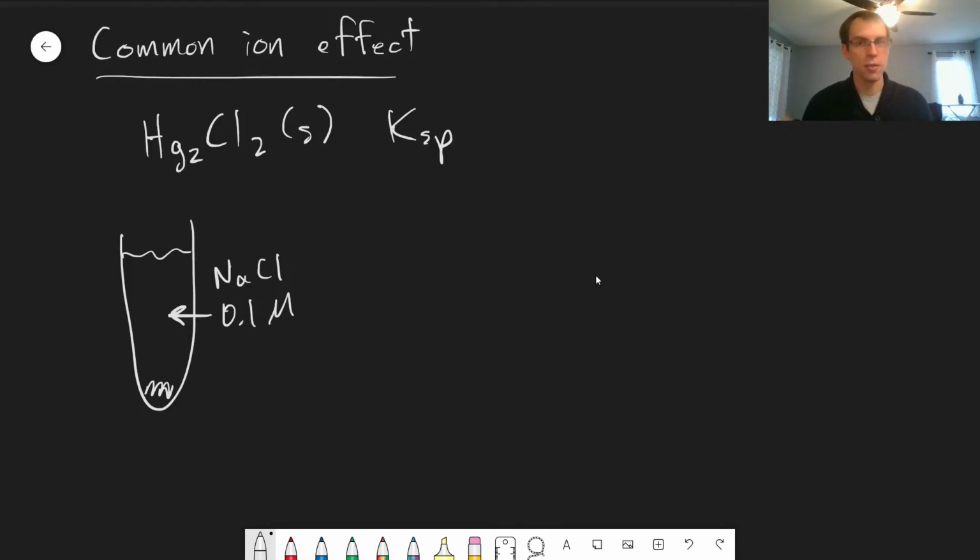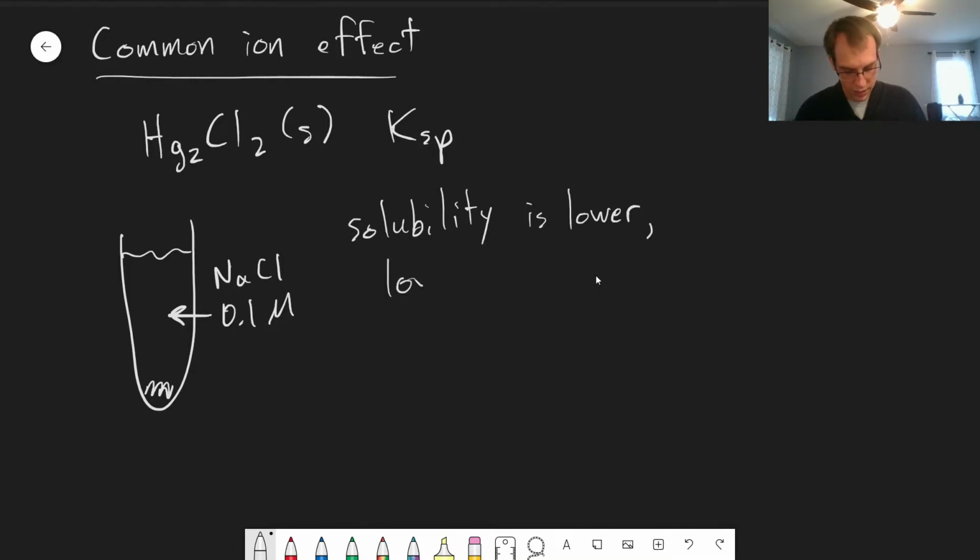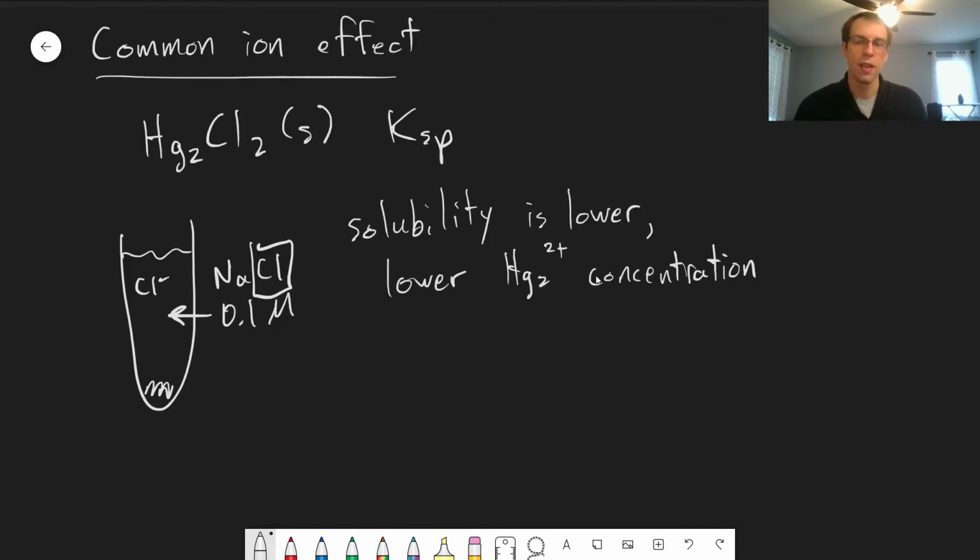Okay, hopefully you paused the video and took a chance to think about that. The answer to this question is that the solubility will be lower. So we'll have a lower concentration of mercury in this case. Now, why is that? The answer has to do with the fact that this is sodium chloride. So we already have chloride ions present in solution. An equilibrium doesn't care where your ions come from, it just cares about the concentration that's present in your solution.